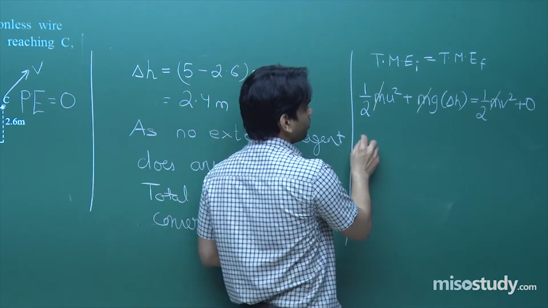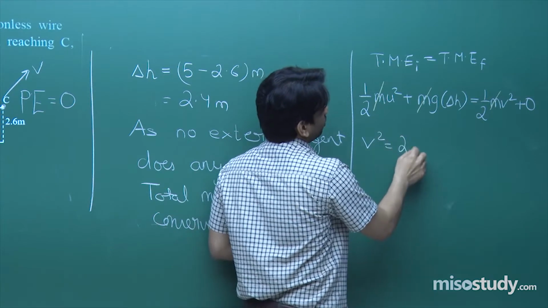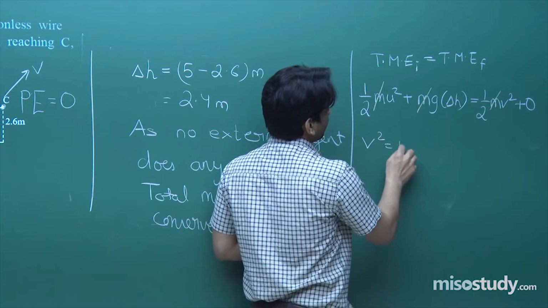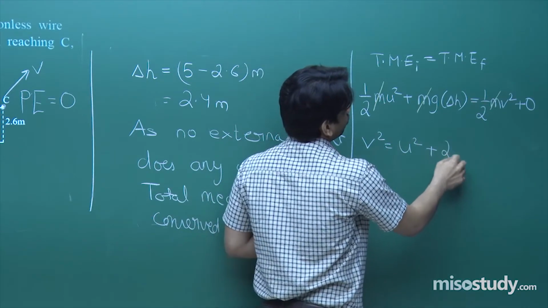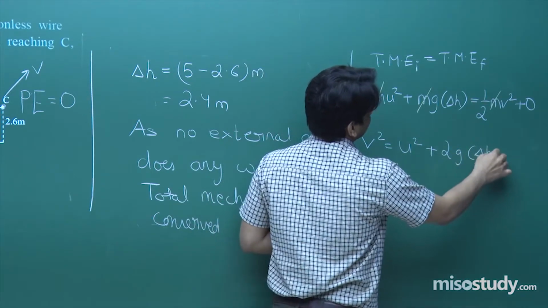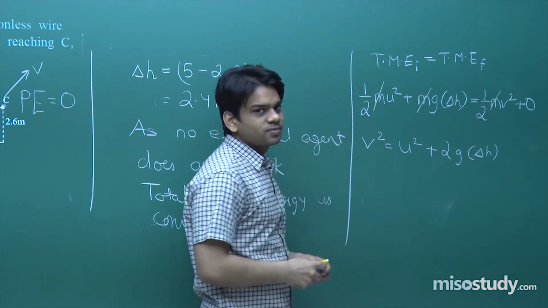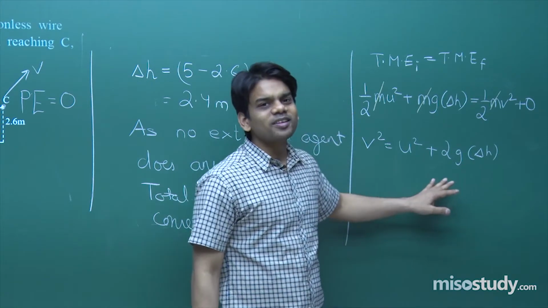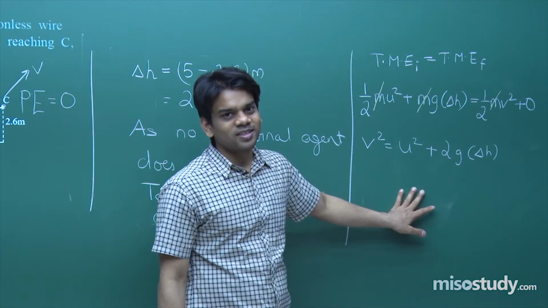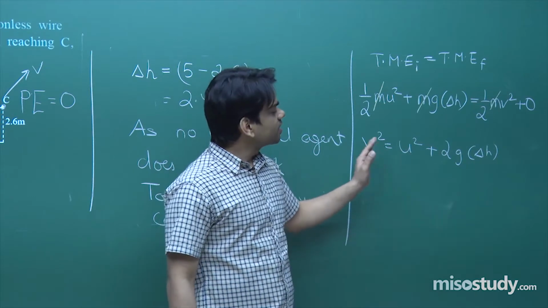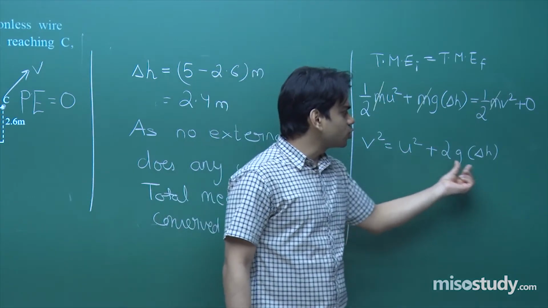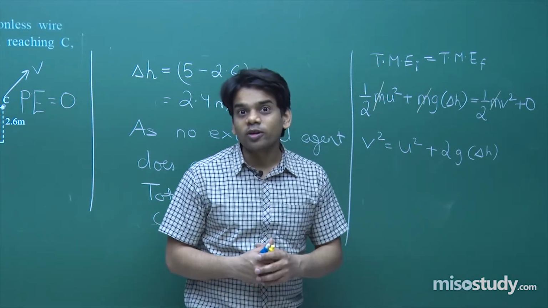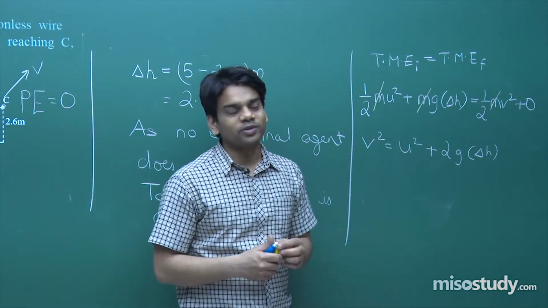So V square will be equal to U square plus twice of g delta h. Simply we need to multiply this. V square is U square plus 2g delta h. Now you must be thinking that's a case of free fall kind of thing. If you're thinking that way, it's also correct. It's a kind of free fall equation. V square is U square plus 2gh, that is what we have applied. So you can directly use that also. That is what you have learned in this example.